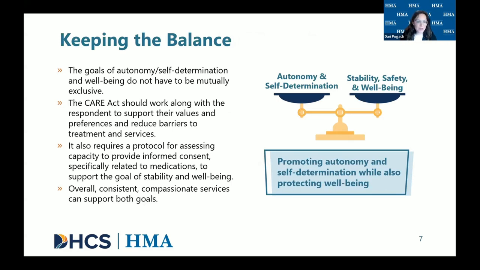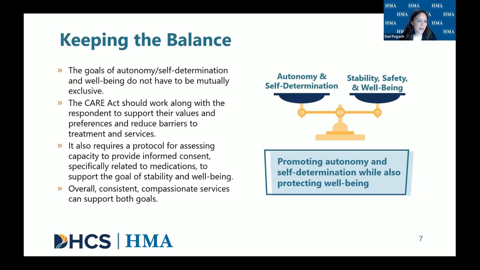So we're going to really focus on a balance today. We're going to be looking at autonomy and self-determination and stability, safety, and well-being. And we talked a lot about this graphic, and we ended up with a scale. And I invite you, as we go through this presentation, this is not autonomy and self-determination versus stability, safety, and well-being. These goals don't have to be exclusive of each other.